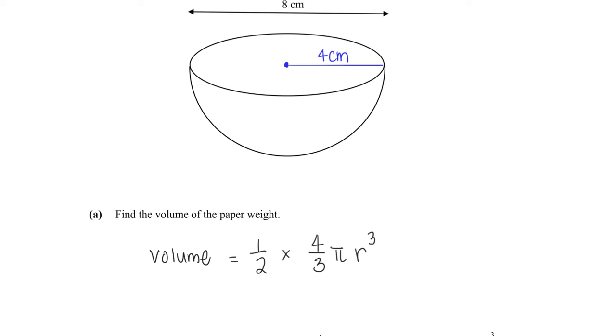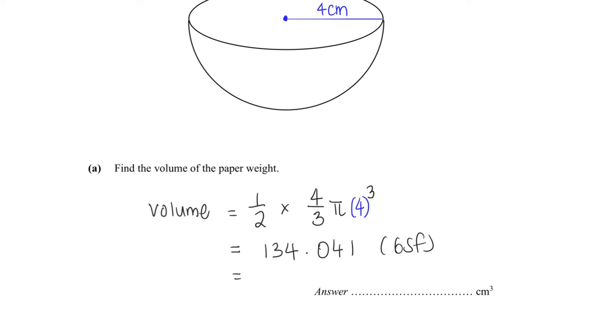But take note that this r is actually my radius. So therefore, I'm not going to write r anymore. I'm going to substitute this value of r with 4 with a bracket power 3. And that will then give me a value of 134.041 to about 6 significant figures. Final answer to 3 significant figures, 134 cm cubed.